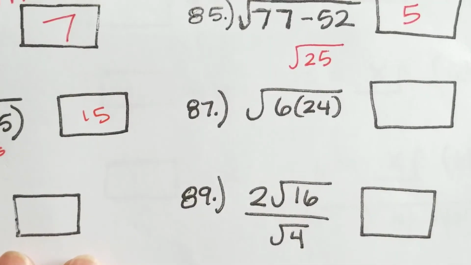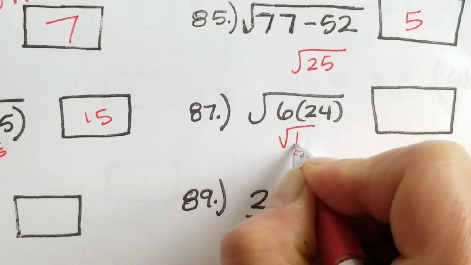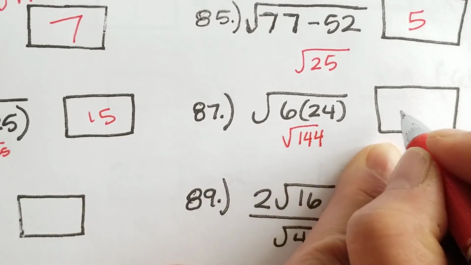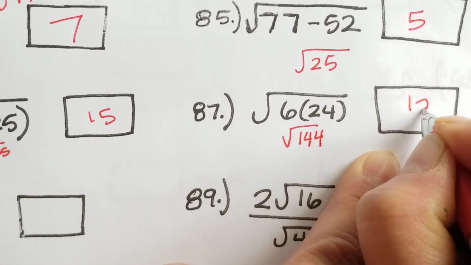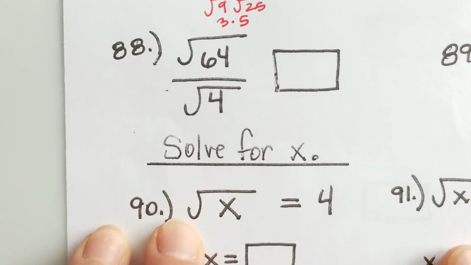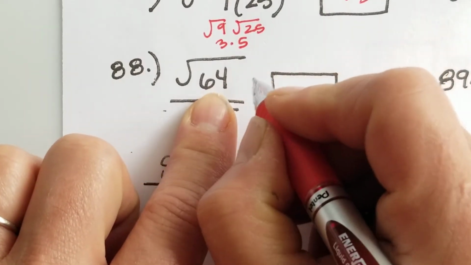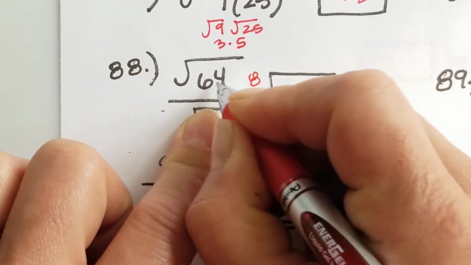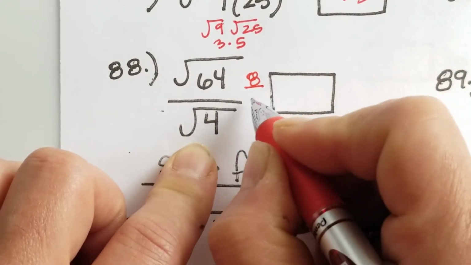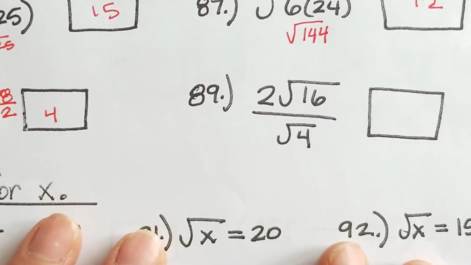How about 6 times 24? 6 times 24, if you multiply that out, is 144. And the square root of 144 is 12. Moving on, dividing radicals. So again, just solve for the square root of 64, which is 8, because 8 times 8 is 64, divided by the square root of 4, which is 2. 8 divided by 2 is 4.